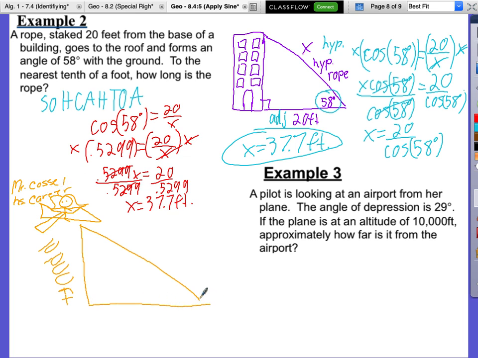Okay. So the angle of depression is 29 degrees.